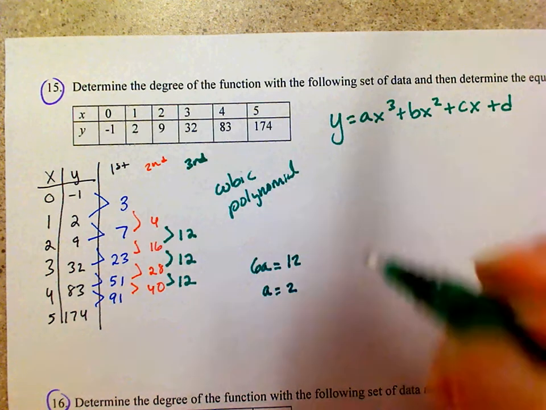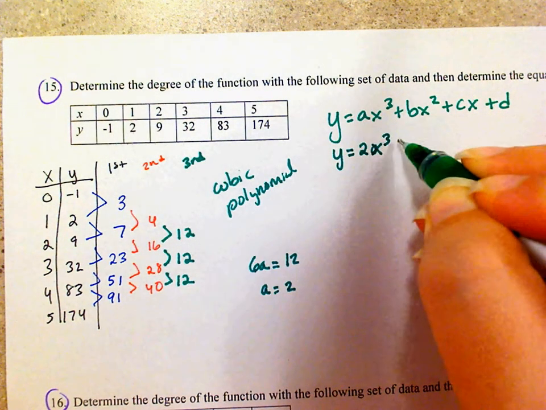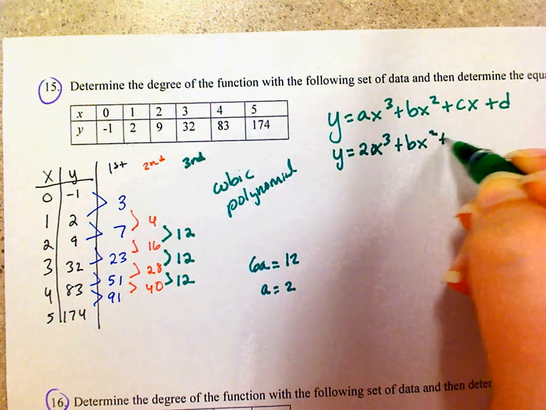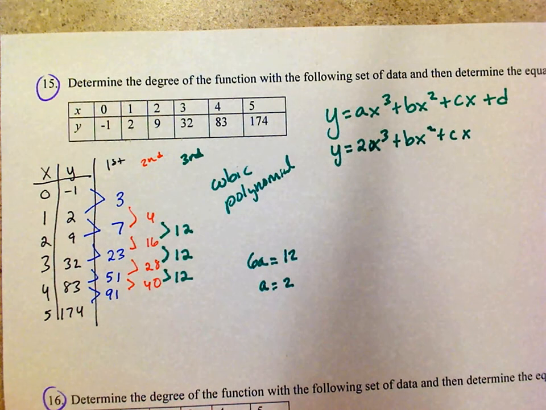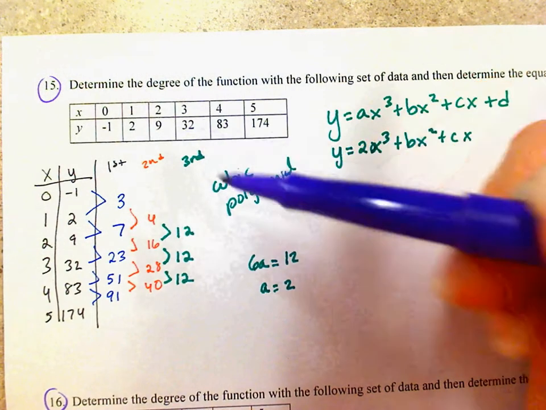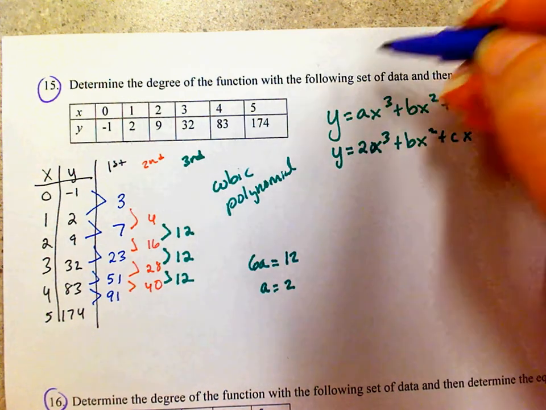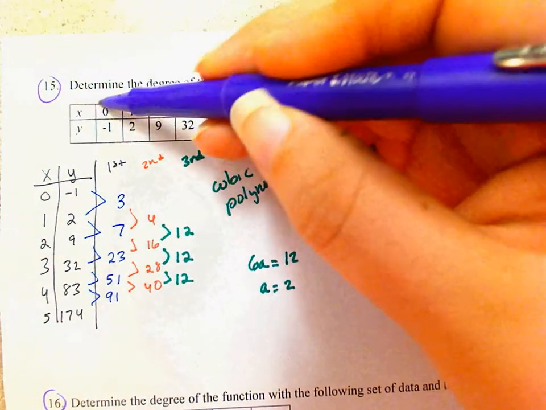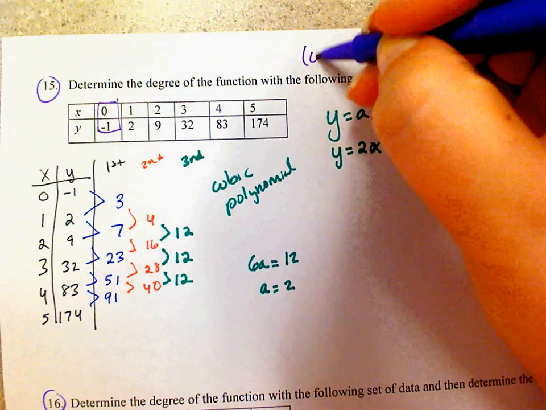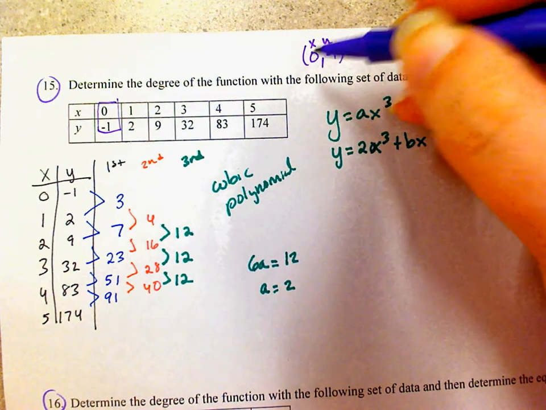So 2x cubed plus bx squared plus cx. And now I can actually solve for d as well. Just using this right here, some of you might already know the answer, and that's great. If you don't, then think about it this way. If I use this coordinate point, 0, negative 1, that's an x, that's a y. I'm going to fill in those values right here.